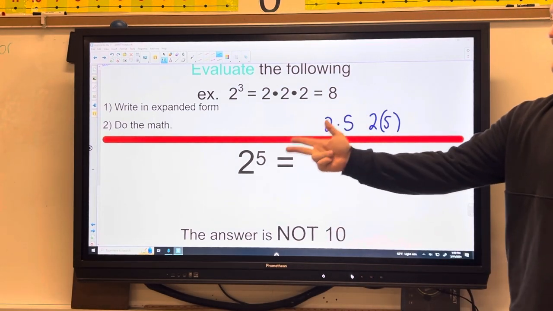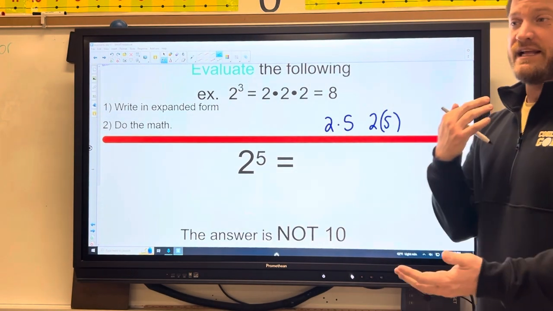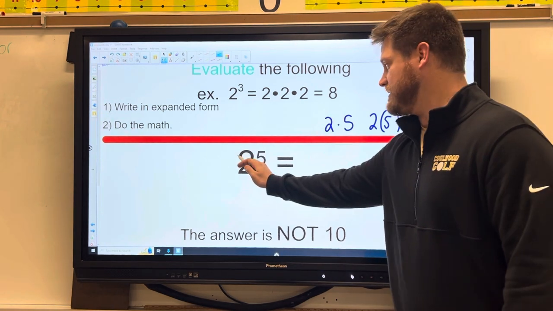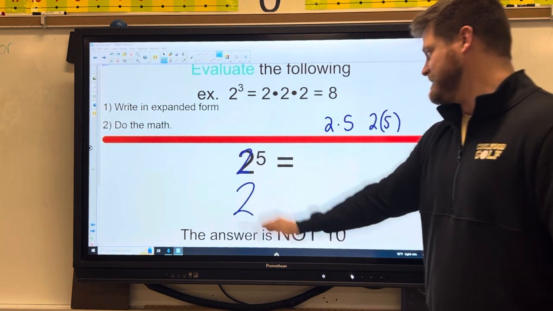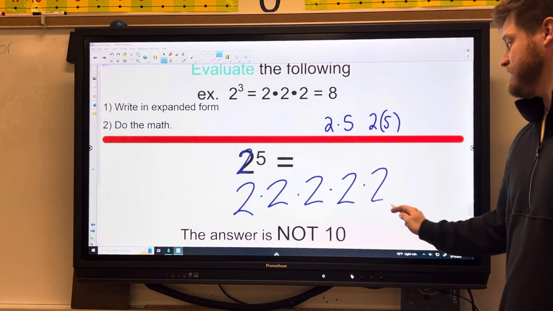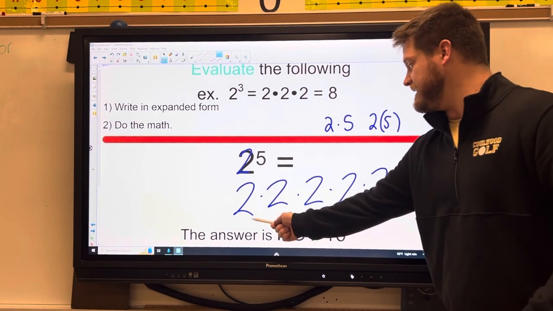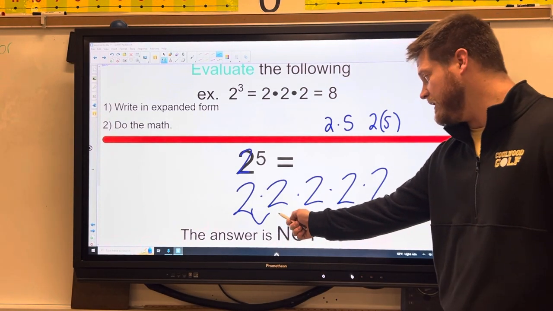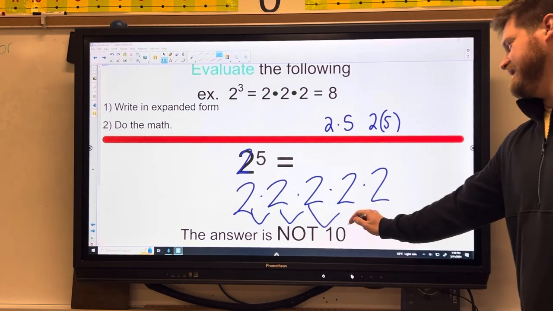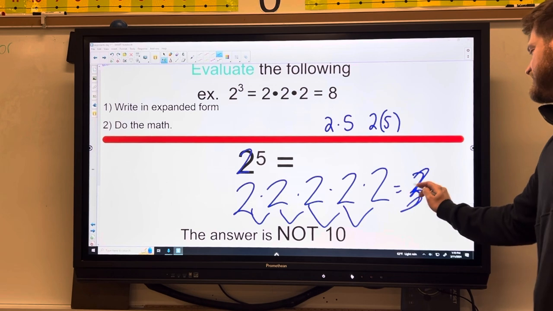So every time we write a 2, our answer is doubling. That's why if you ever heard something getting exponentially larger, it's getting very large at a very quick rate. So 2 to the 5th power, we write this, our base, down the exponent number times. 2 times 2 times 2 times 2 times 2. 1, 2, 3, 4, 5. Now when we solve it, working left to right, 2 times 2 is 4. 4 times 2 is 8. 8 times 2 is 16. 16 times 2 is 32.